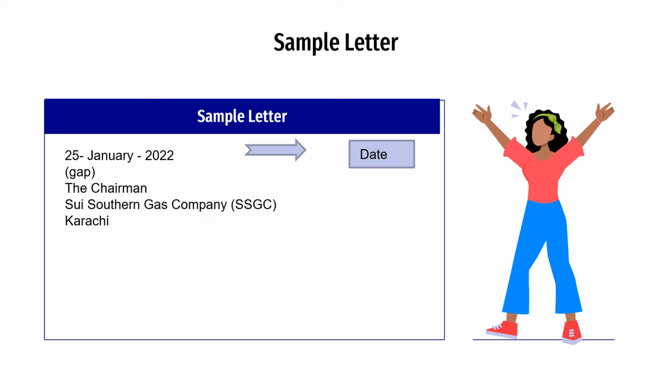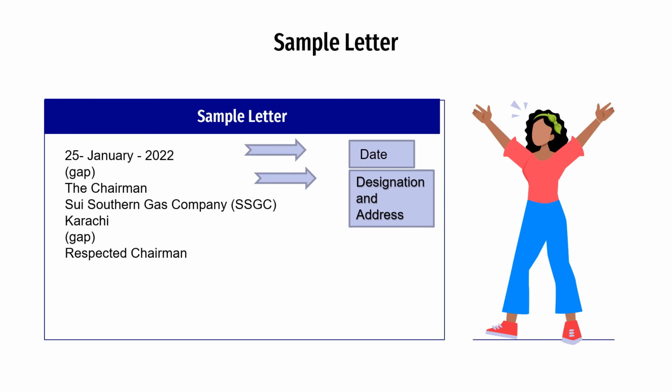The chairman, Sui Southern Gas Company, in the bracket SSGC, Karachi. So the other element is designation and address. After the gap, we're going to give the gap again, and we will have the salutation, that is respected chairman. That is called the salutation.